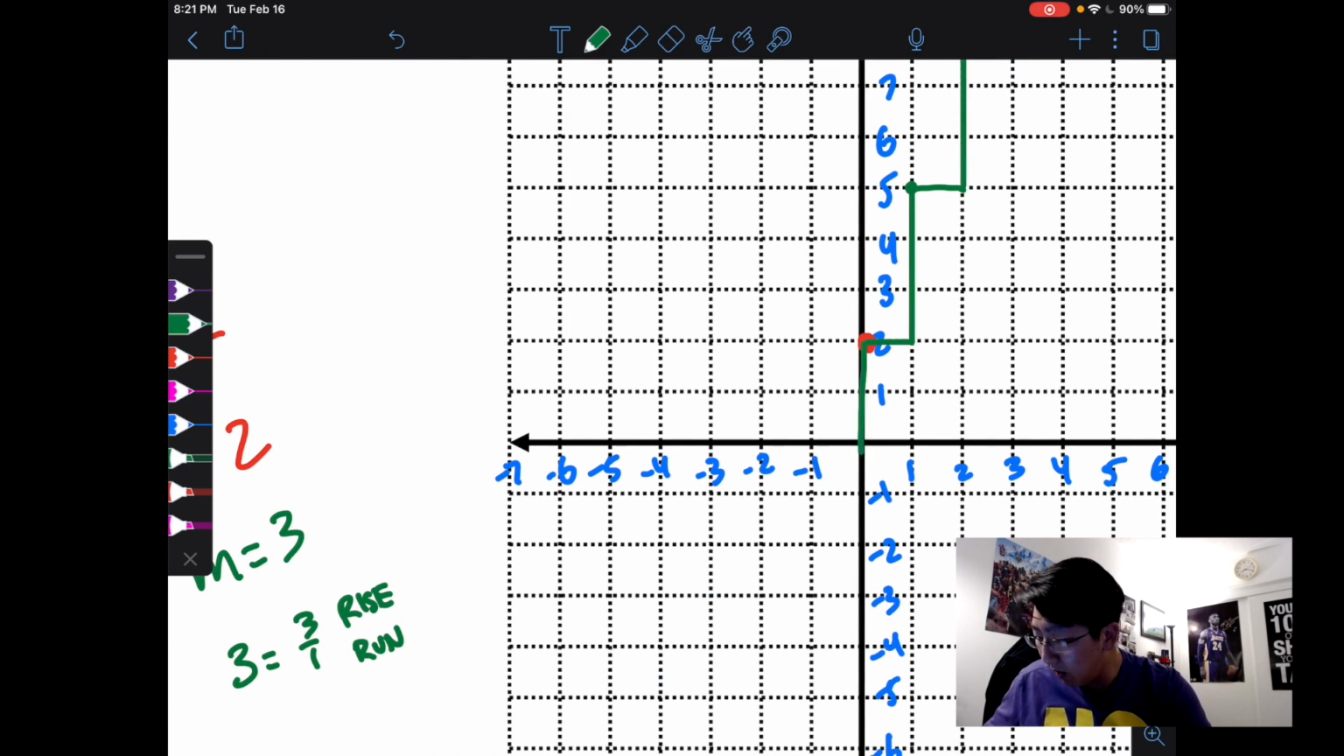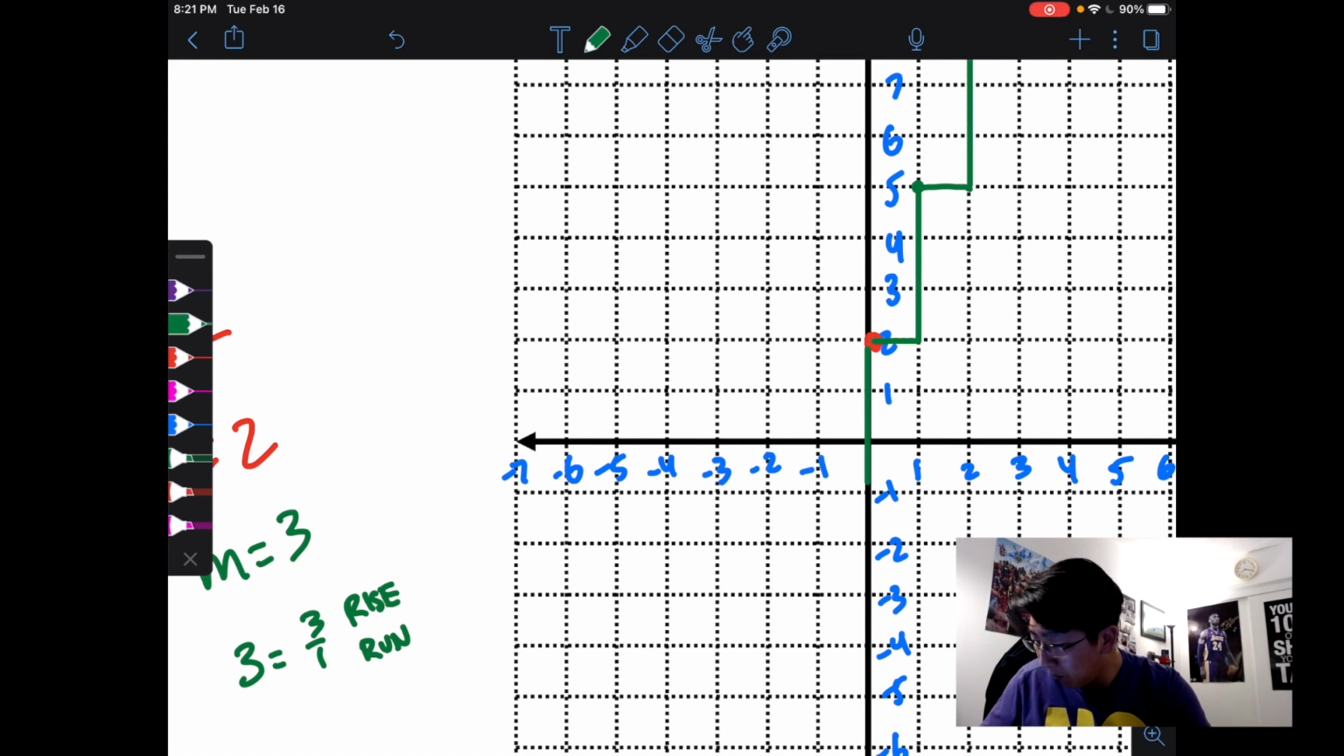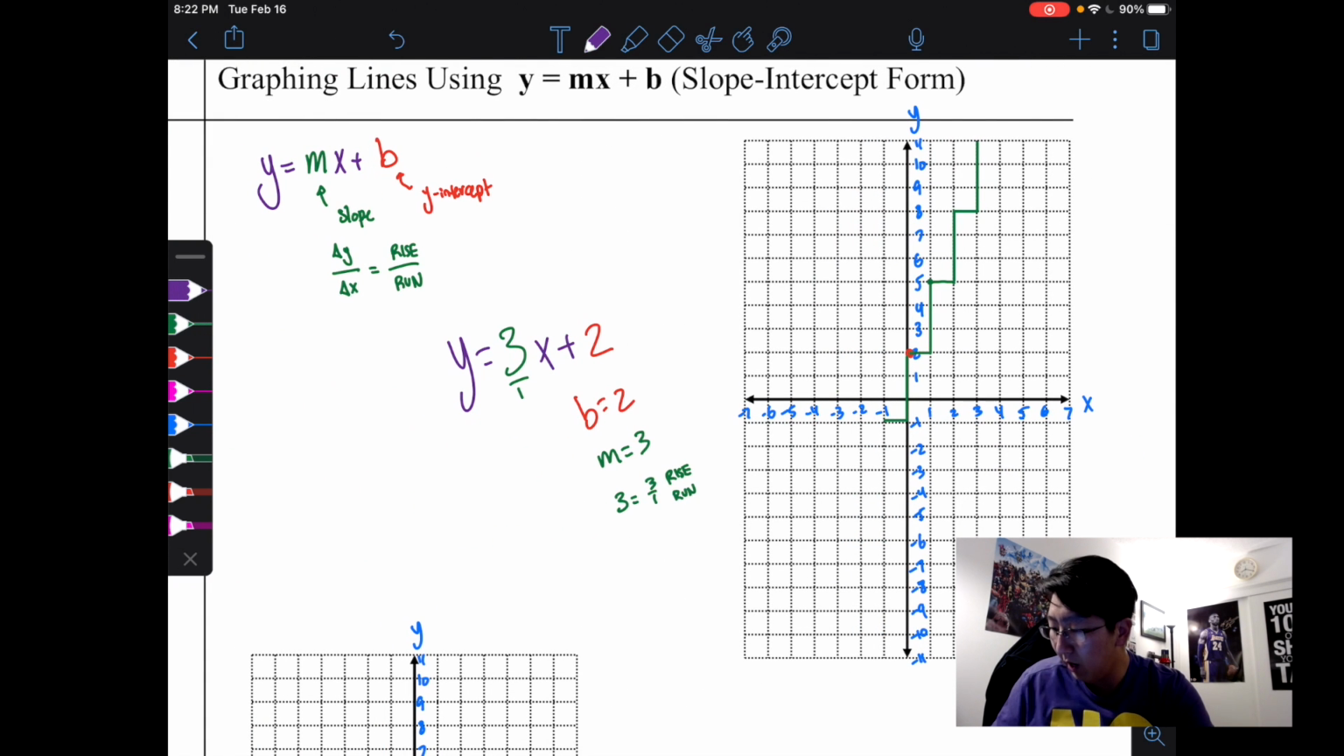Now if I go to the left, I have to go down 3. Oops, didn't work for me. To go down 3, if I want to go to the left, that's fine, but I cannot go to the right if I go down 3. Okay, and now I can draw my line.